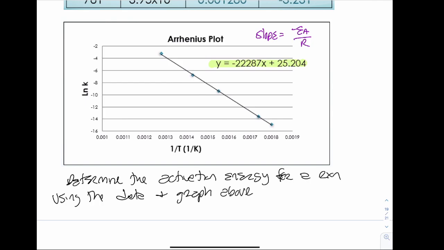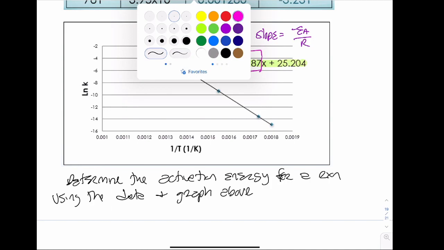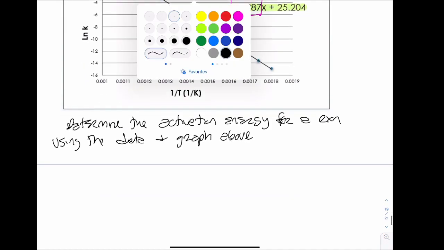So we're essentially just going to take our slope, set it equal to the negative of my activation energy divided by my gas constant, again making sure that we use the correct value for the gas constant, and then solve for activation energy. My slope is this number right here, negative 22287. It does have units, which we'll write down in a second. Let's just get the number first.